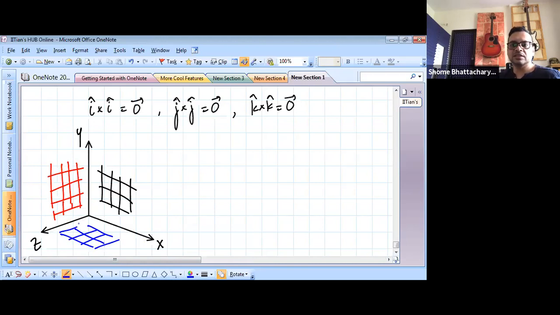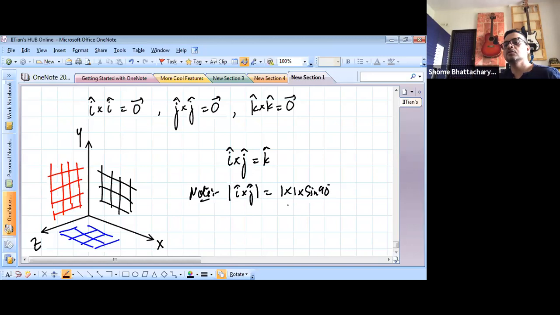Now remember we had said that the Z axis is always drawn such that the positive Z axis comes by the right hand palm rule of X and Y. Same way you will understand here that I cap cross J cap is positive K cap. Again use your right hand palm rule: point your thumb along the positive X axis, your fingers along the positive Y axis, and you will see your palm points along Z. Here, mod of I cross J is nothing but 1 into sine 90, so its magnitude is unity.